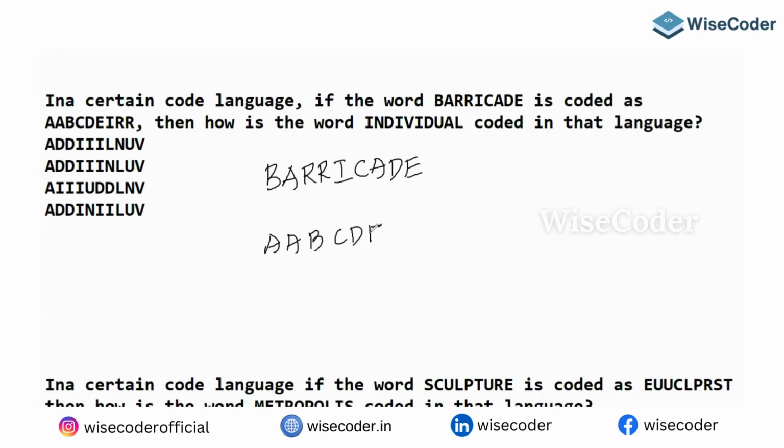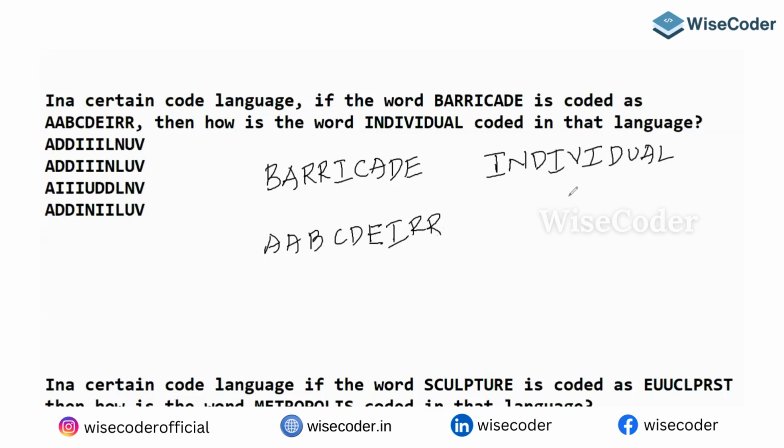A B C D E. Guys, if you closely observe, this is in alphabetical order. But look here, the same alphabets were present in your word. The word is written in a code in which way? In alphabetical order. So in the same way, you want INDIVIDUAL.